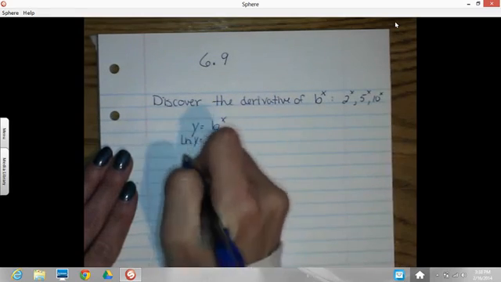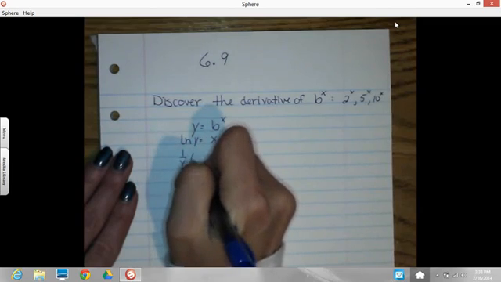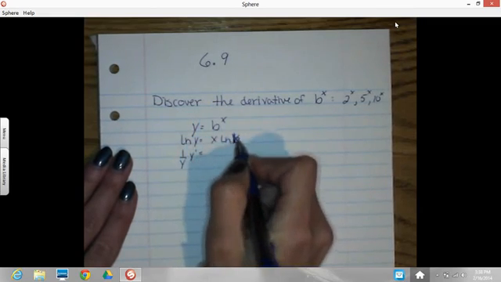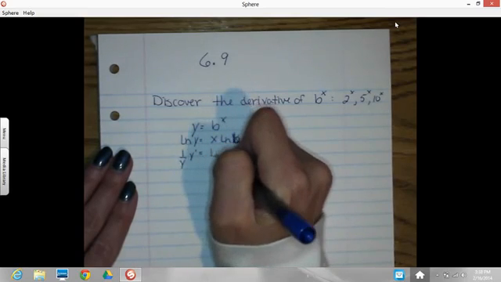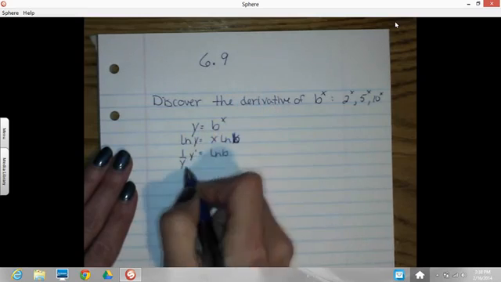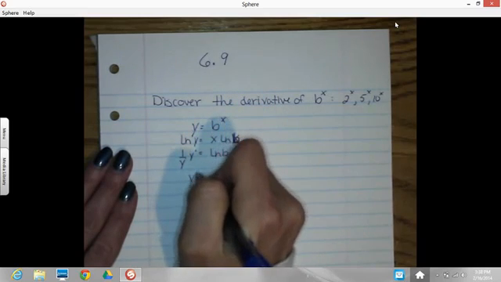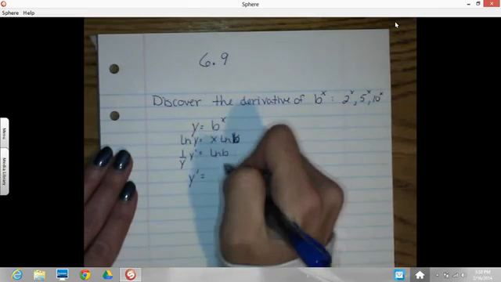Derivative here is 1 over y times y prime. Remember, this is a number. Derivative of x is 1 times this number, natural log of b. And then we multiply by y. And y was b to the x.